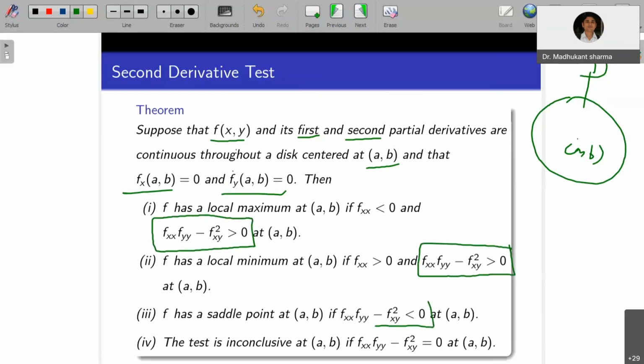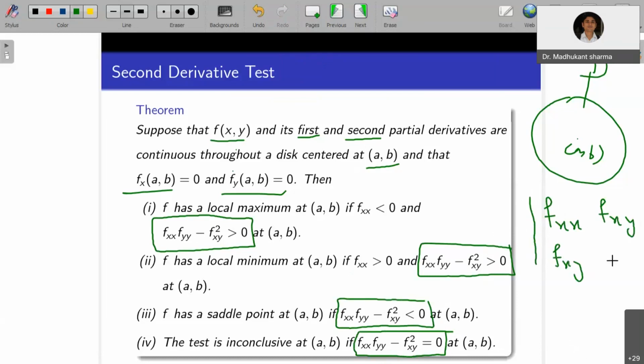The sign of this number is mentioned again and again in each bullet here. If you try to understand, this is nothing but the determinant of the Hessian matrix. Okay, determinant, where this is a 2 by 2 matrix: fxx, fxy, fxy, fyy. So I have taken fxy and fxy here.